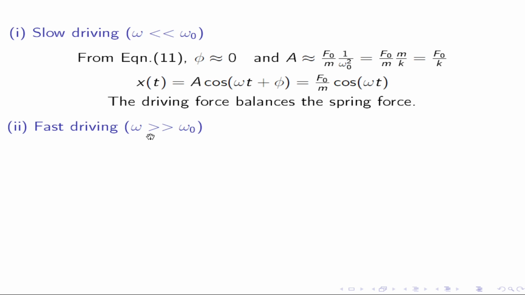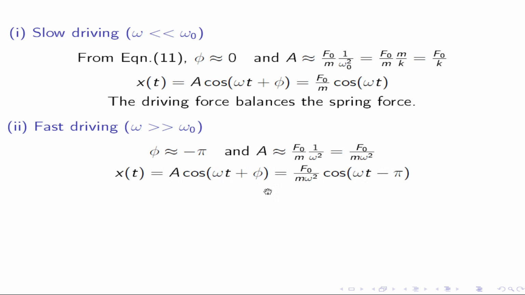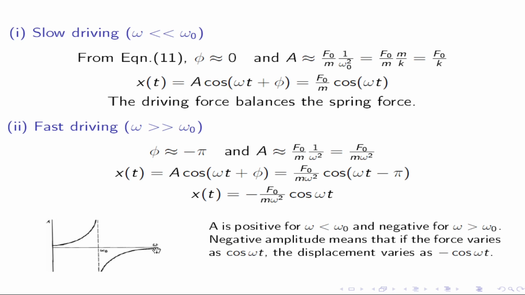If omega is very much greater than omega 0, fast driving, in that case phi is minus pi and a is f0 by m omega square. Therefore, x of t is a cos(omega t plus phi) is equal to f0 by m omega square cos(omega t minus pi). Cos(omega t minus pi) is minus cos omega t. Therefore, x of t is equal to minus f0 by m omega square cos omega t. If omega is greater than omega 0, a is negative, and if omega is less than omega 0, a is positive. A is negative means if the force varies as cos omega t, the displacement varies as minus cos omega t.